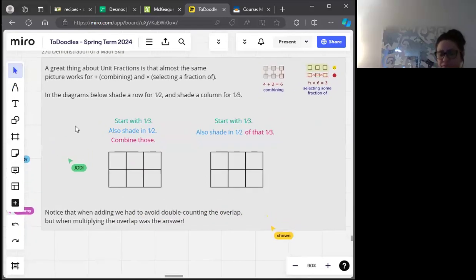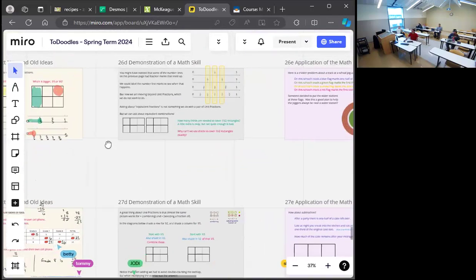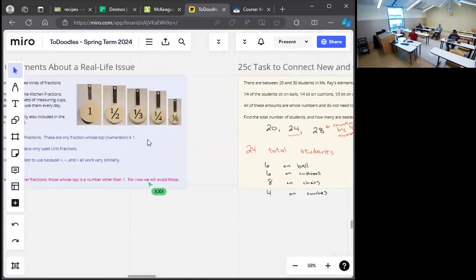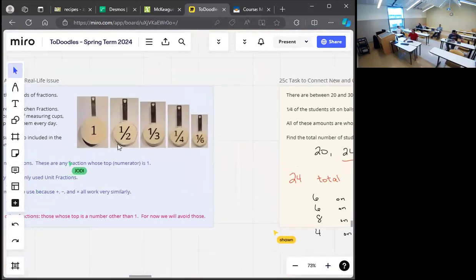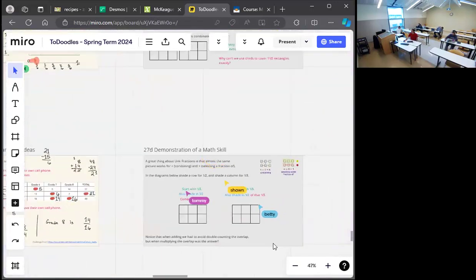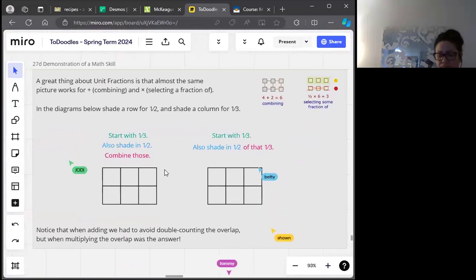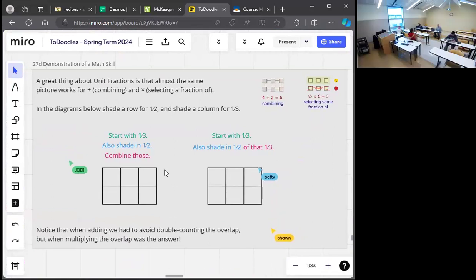So we were talking last week about unit fractions. Again, those are the fractions that have a 1 on top, like the ones we use when cooking, 1/2, 1/3, 1/4, 1/6. The nice thing about those is, if you like having pictures in your brain, and not everyone does, then don't pay attention right now. But if you're the kind of person that likes pictures, then the picture is similar for adding and multiplying.